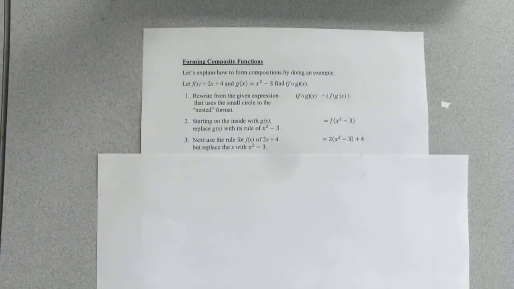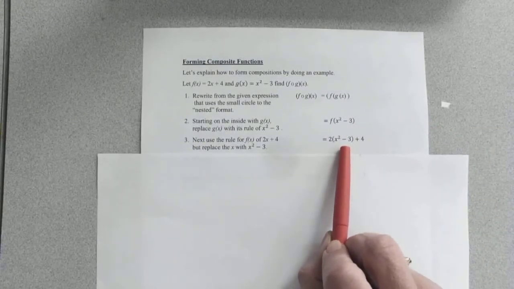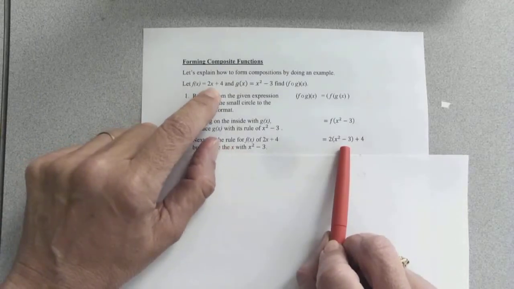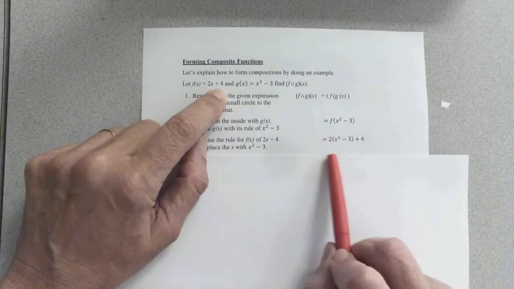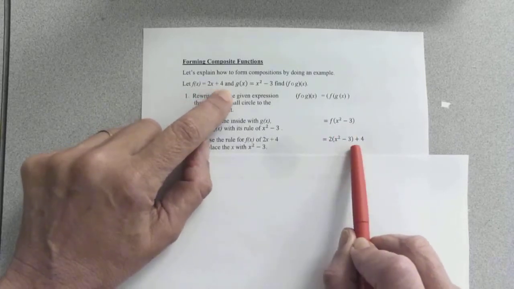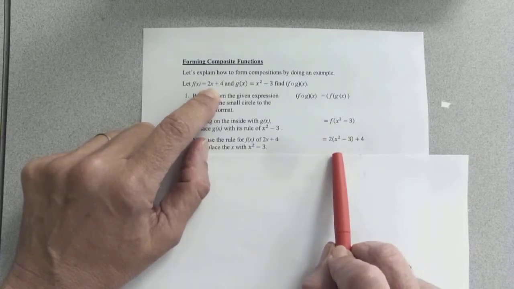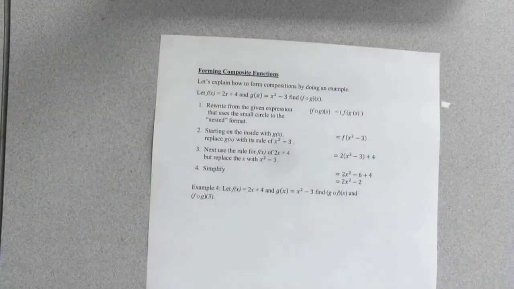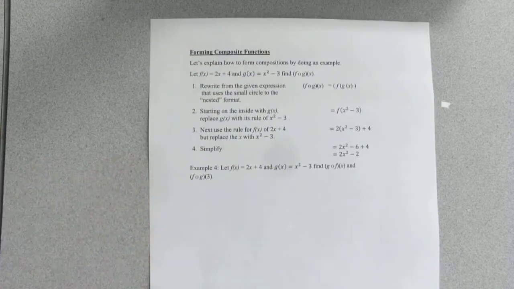Then I use f's rule, 2x plus 4, but instead of writing the x, I write x squared minus 3, whatever's in parentheses. So I keep the 2, I get to the x, but instead of writing x, I write x squared minus 3, and I keep the plus 4. Then we just simplify. Distribute, add, there's my formula.